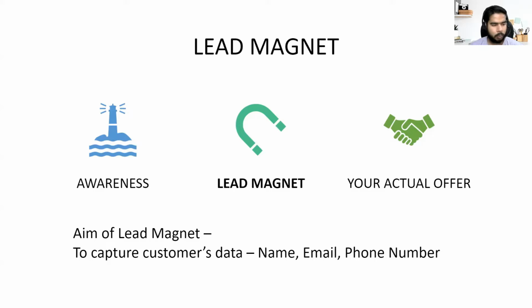Basically, a lead magnet is a tool. It can be an ebook, it can be one PDF document, it can be one workshop. Whatever you are giving in exchange of your customers' data. Which data? Name, email, phone number. Give something in exchange of information. Exactly. So Gaurav says give something in exchange of information. Absolutely correct. So if you're giving something, it can be an ebook, it can be a video, it can be a webinar, or it can be a small workshop as well.